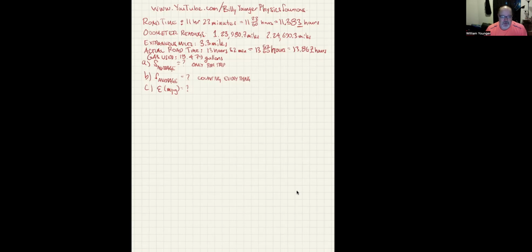And what I would like to do is find the average only for the trip. In other words, cutting out all the extraneous miles and minutes. Then I'd like to find the total average, meaning not cutting out anything. And then finally, I want to find the fuel efficiency. So let's do that. So here's our solution.